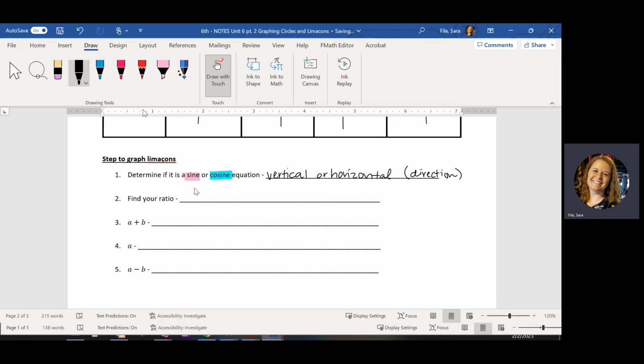Okay, then we're going to find our ratio A to B so that we know which type of limacon it should be, what the shape is. Should it be a cardioid? Should it be dimpled? Should it be convex? Or should it have an inner loop?